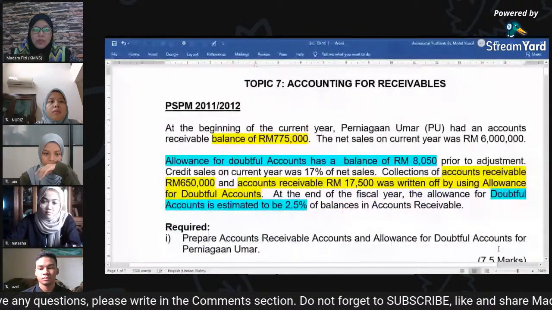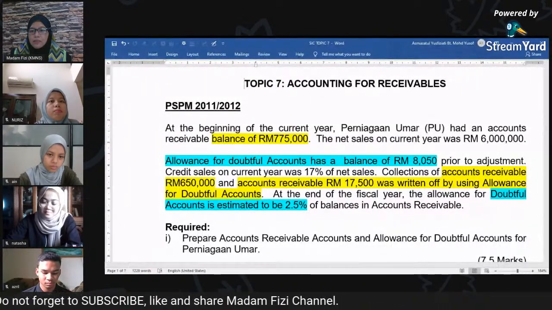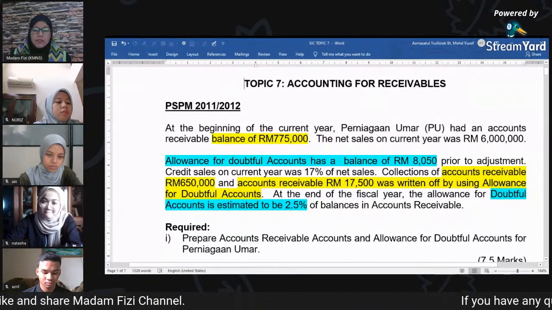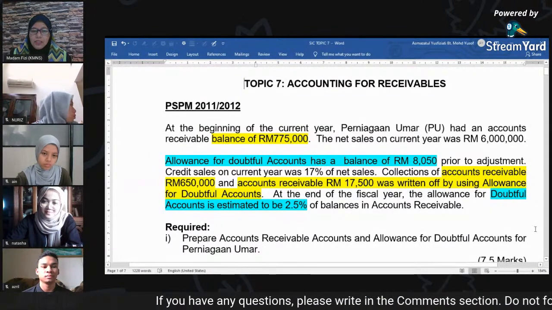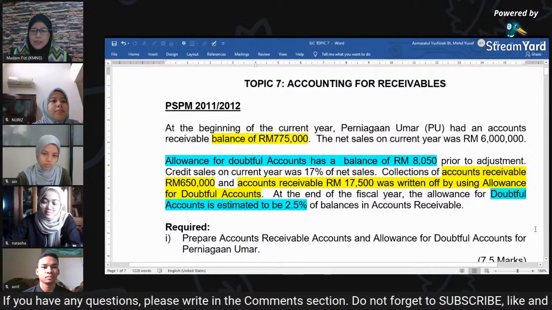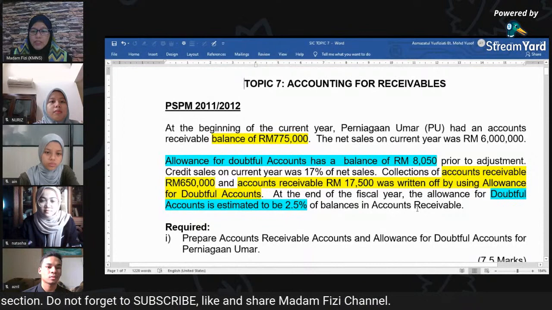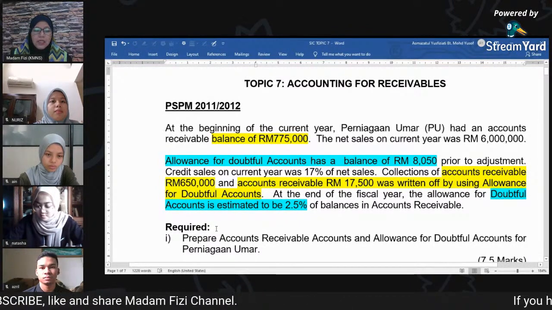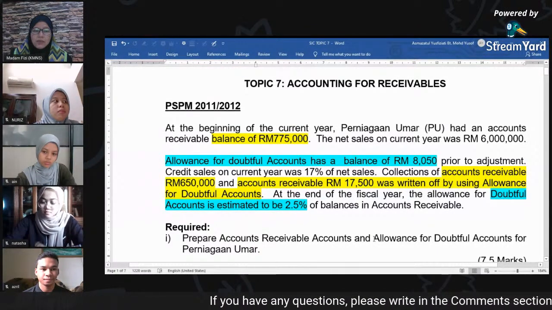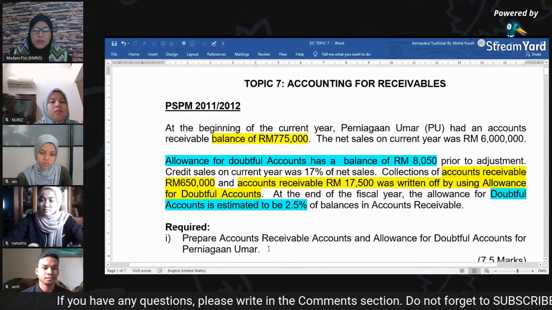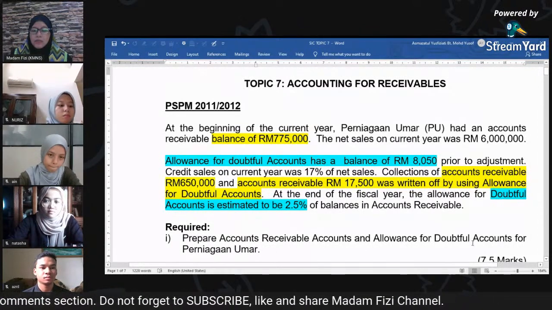Okay, PSPM 2011-2012. At the beginning of the current year, Perniagaan Omar had an accounts receivable balance of 775,000. The net sale on current year was 6 million. Okay, before we go any further, I would like you to read the question first. Okay, the question is the requirement. Prepare accounts receivable and allowance for doubtful debt accounts for Perniagaan Omar. So that you know that you have to make a T account for account receivable and allowance for doubtful debt.